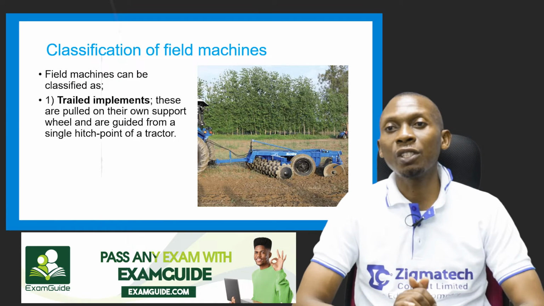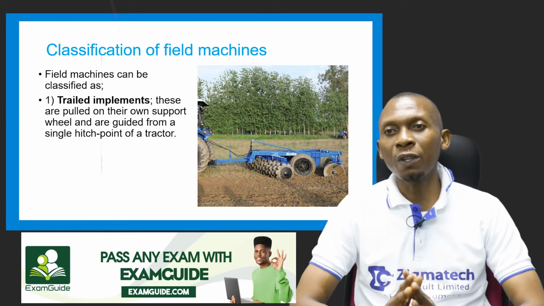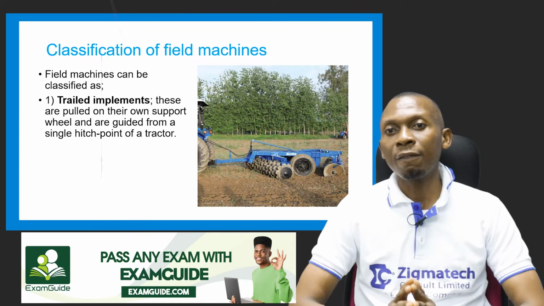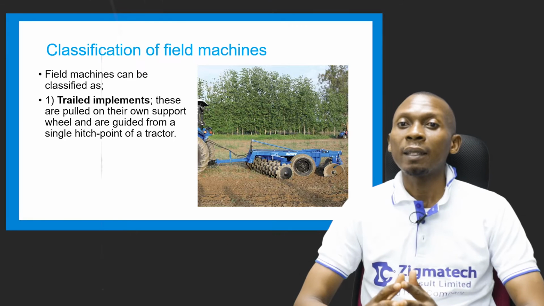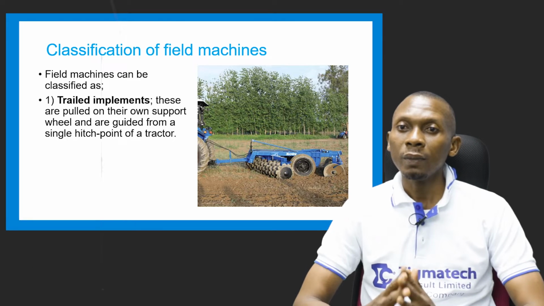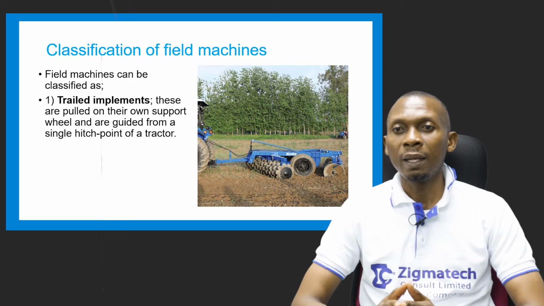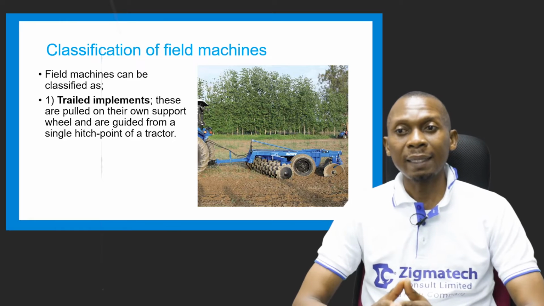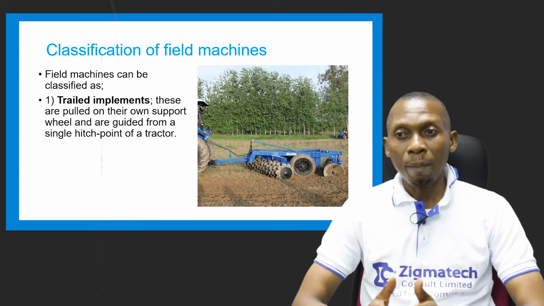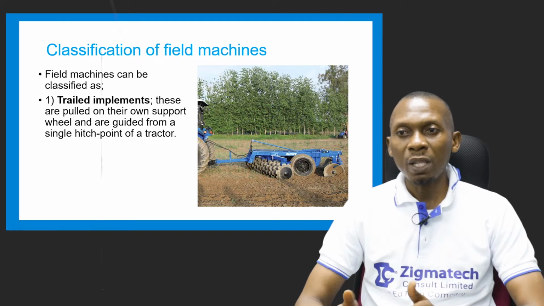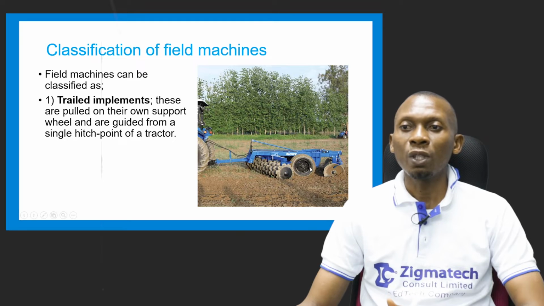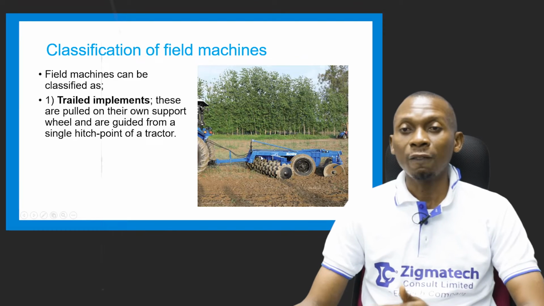Now let's look at the classification of field machines. How are field machines classified? So we have the trailed implements. What are trailed implements? These are implements that are pulled on their own support wheel. If you look at the picture, you can see that it's also a coupled implement, but you can see there's a support wheel that is at the middle of that implement there. If you look at this, you can see the support wheel where the cursor is. You can see that's the support wheel. So this is a trailed implement. It falls under trailed implements.